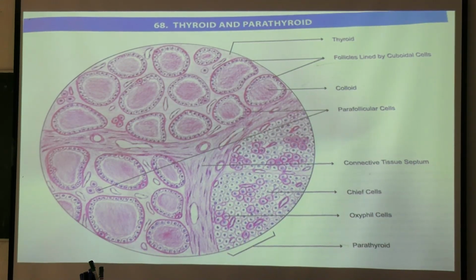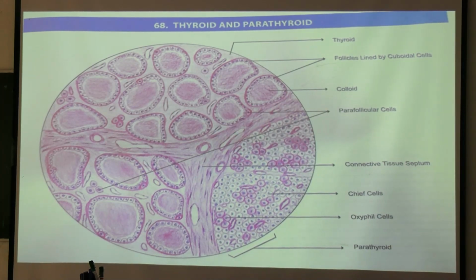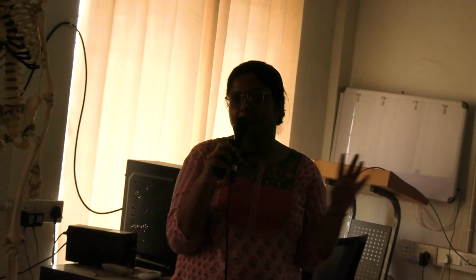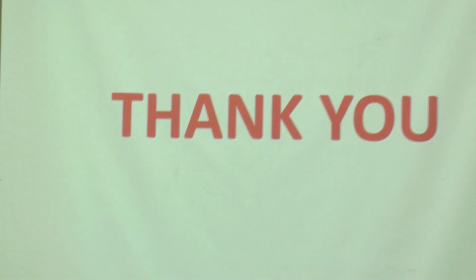So, clear? You have to see the follicles, the lining epithelium is cuboidal, and note down the rounded nuclei and thyroid colloid. And in the septa, sections of blood vessels can be seen. And parathyroid tissue, if present, then you will see only the parathyroid tissue. Okay, so that's all. Any queries from this topic?